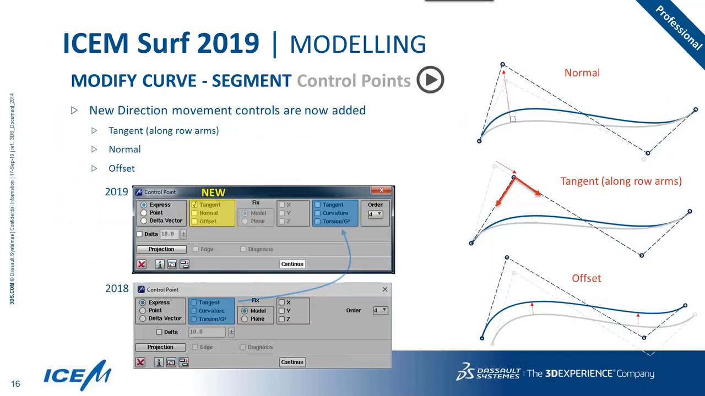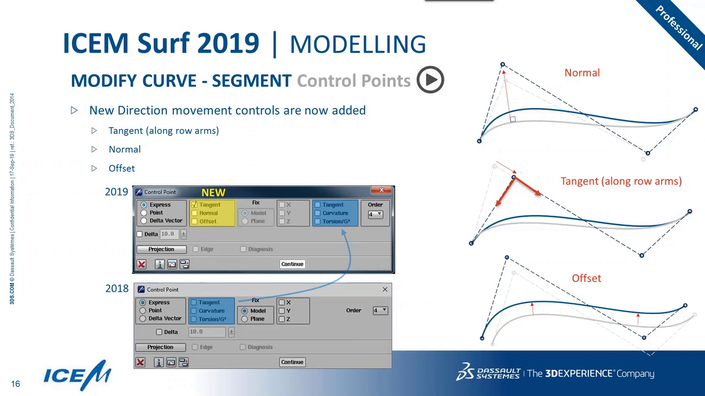We've now got a new change to modify curve segment. You'll see on the screen at the bottom, that's what it looked like in 2018. Now in 2019, we've added a new little table on the left-hand side in yellow. I don't know if you agree with me here, but when you're moving control points around in a patch, you know exactly where they're going to go, more or less, with normal, tangent and offset. But with curve modification, particularly for new users, I found it a little tricky sometimes.